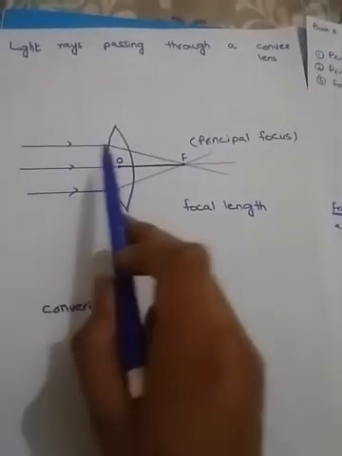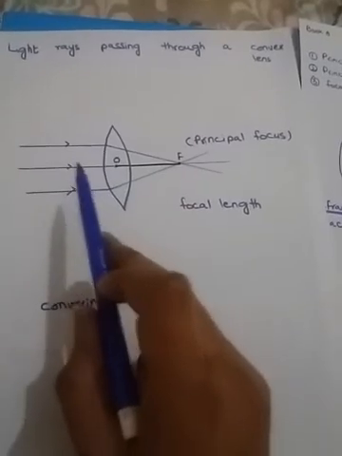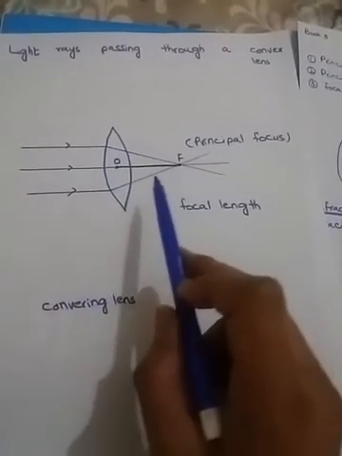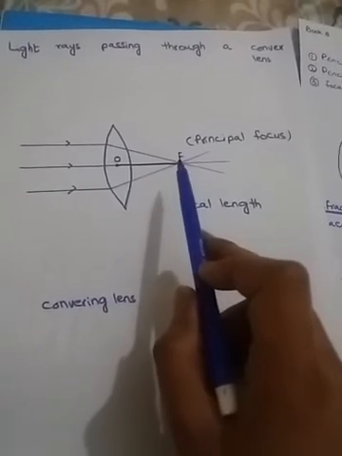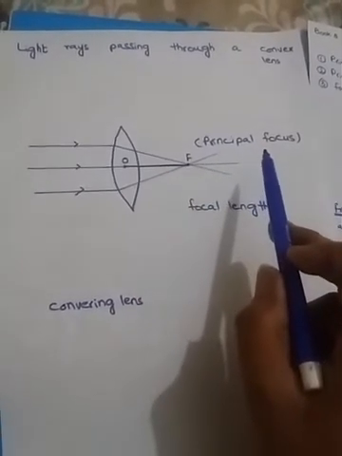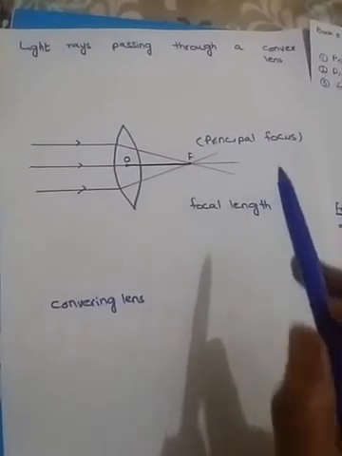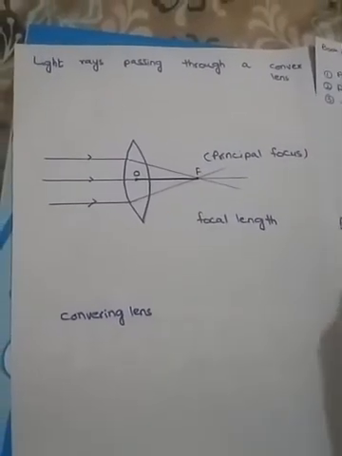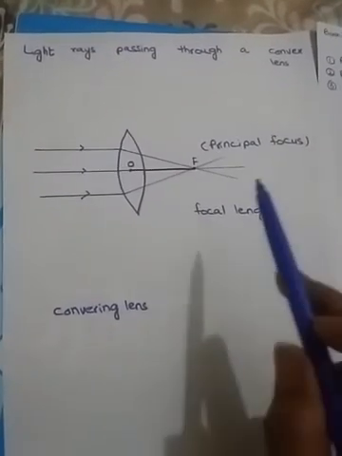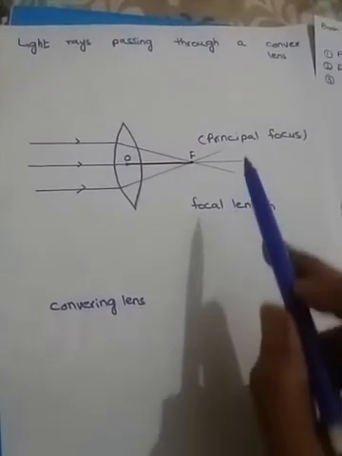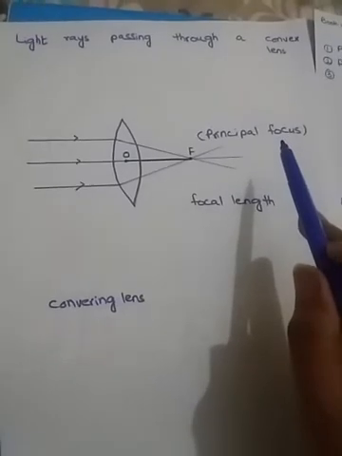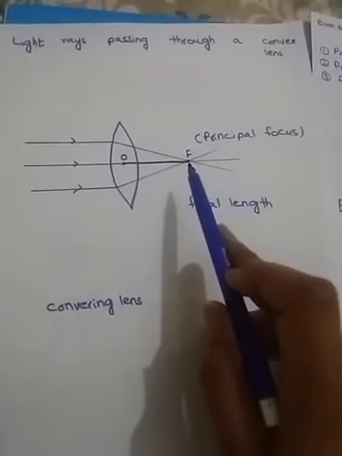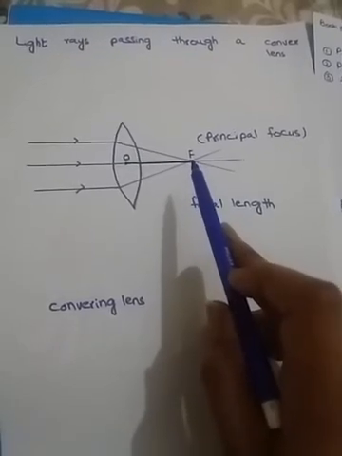Again, the light rays travel in straight lines. After refraction, they will meet at a point and this point is called principal focus. Now, next point was focal length. Our third point is focal length. Second point was principal focus. What is principal focus? When the light rays after refraction meet at a point, this point is called principal focus.